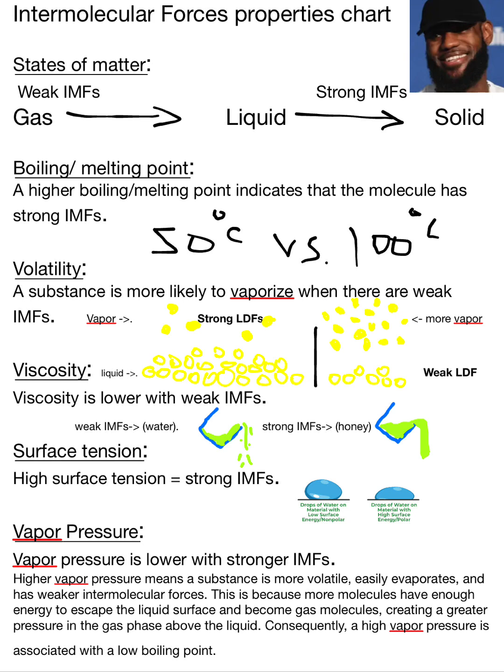Finally, vapor pressure is lower with stronger IMFs. Don't get this confused with volatility. Volatility is how easily a substance turns into a gas, while vapor pressure is the quantitative measure of the pressure that the gas creates. All right, y'all, that's about it for topic 3.1, intermolecular forces in AP Chemistry.